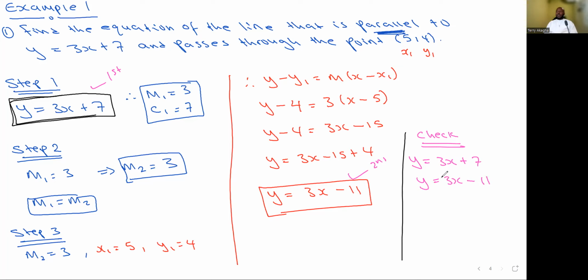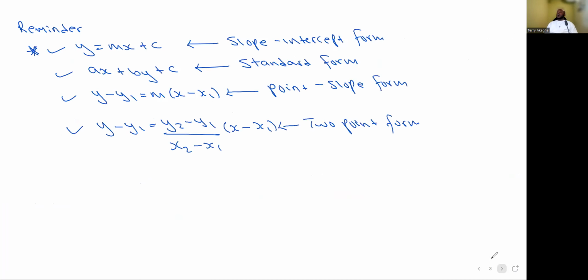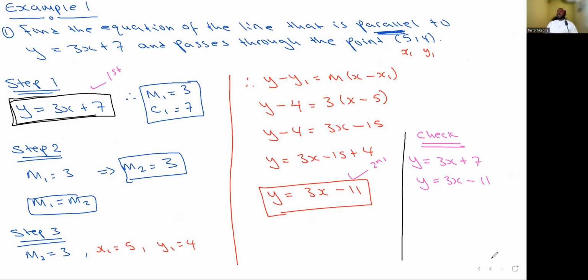second line. Because when two lines are parallel, like I told you, the m1 must be equal to the m2. Is that all right? Okay, so we're going to pick another question now.